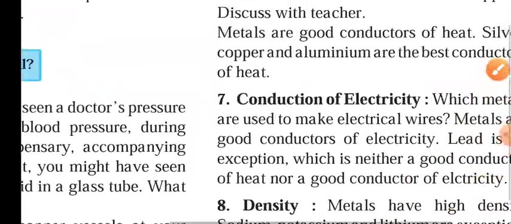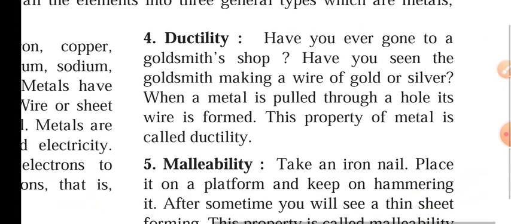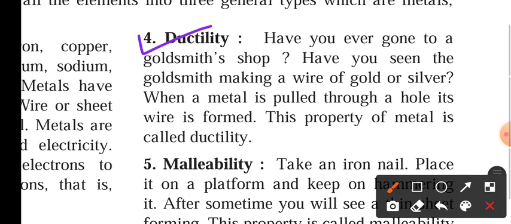Further, the next property is ductility. Ductility means that metals can be drawn or transformed into the form of wires. We can make a thin wire of the metals.